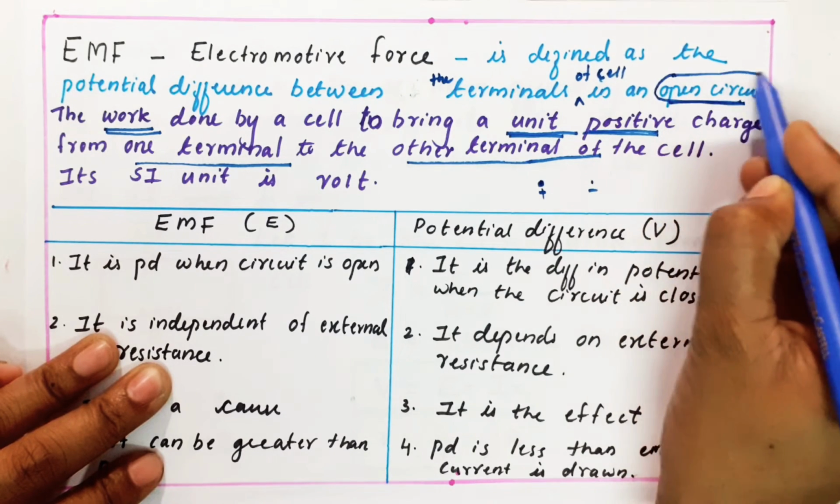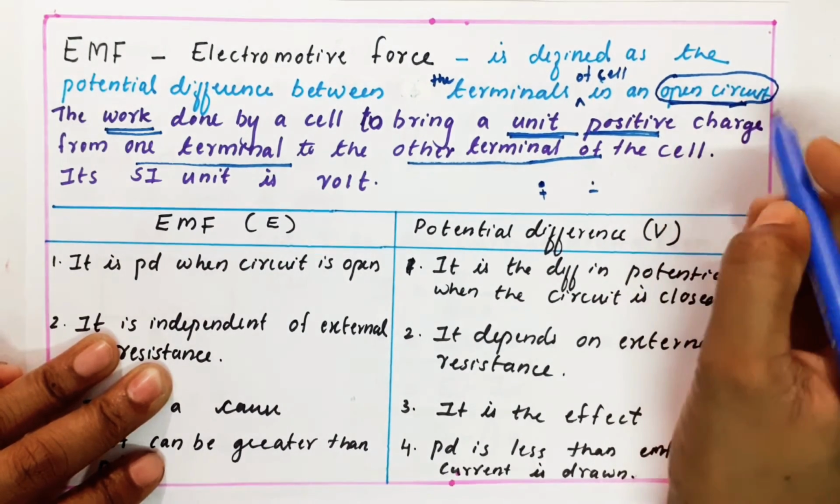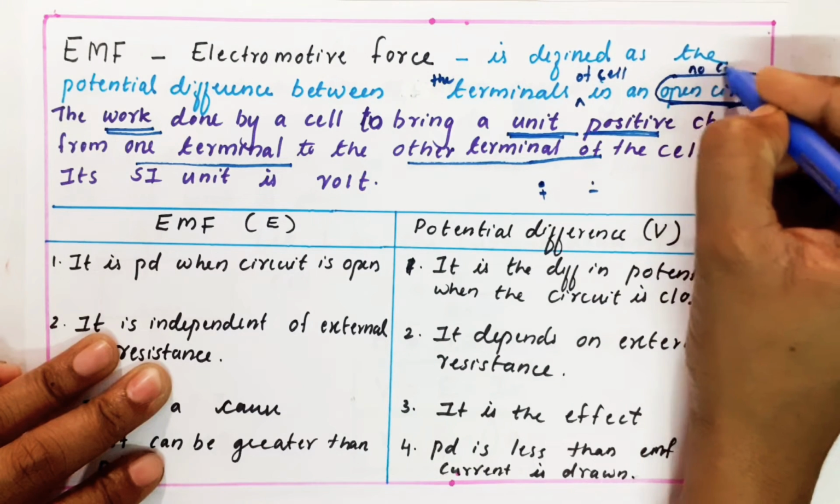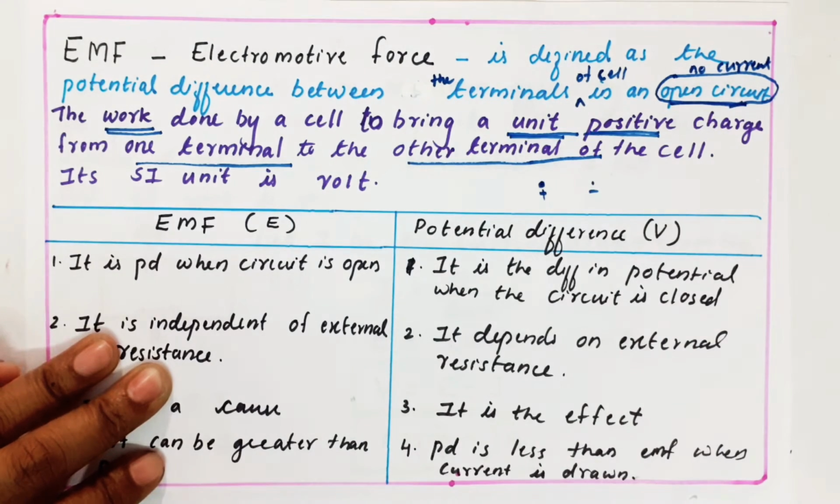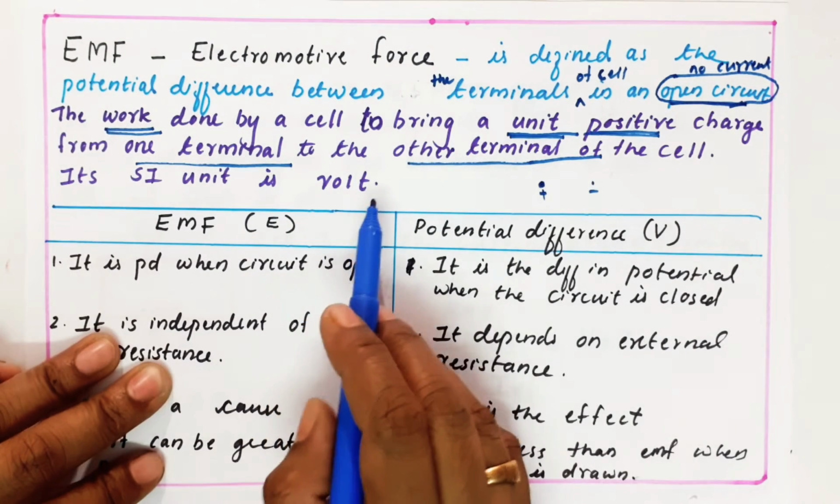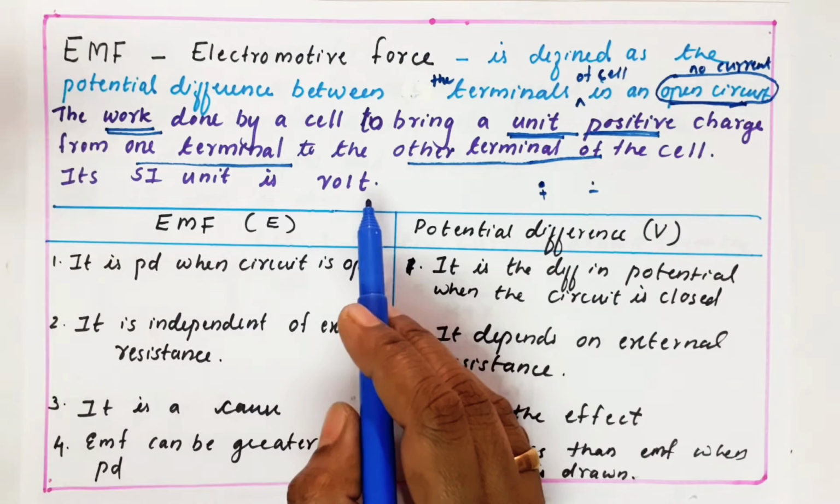What is called an open circuit? Open circuit means no current. It means that the current is not flowing through that circuit. Clear? Its SI unit is the same as potential difference, and it is volt.